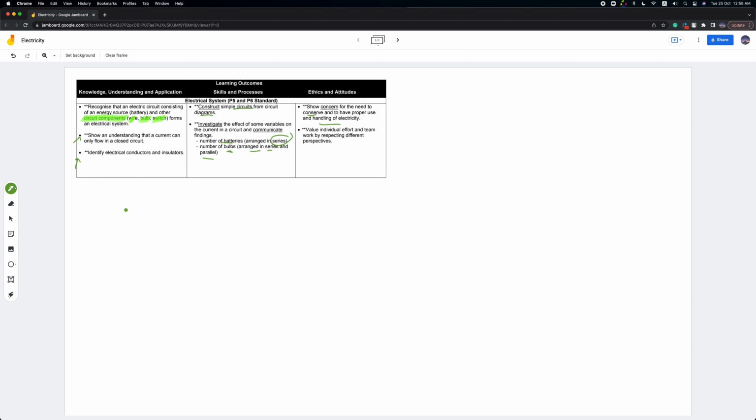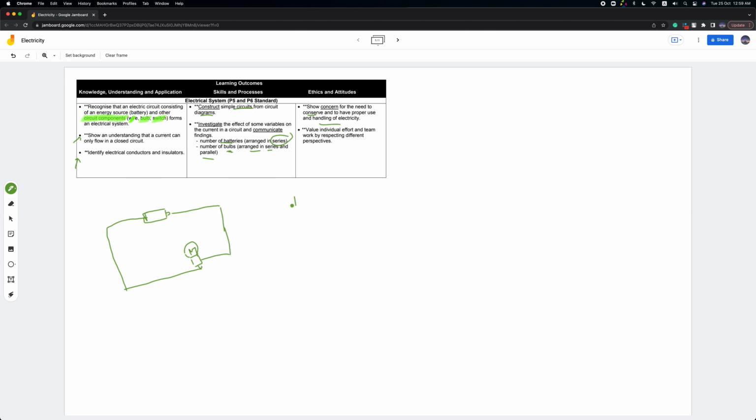Now, sometimes they can be represented in drawings. So this is my bulb here, and that's my battery. Sometimes they can draw a switch, but you don't need a switch. Remember that you don't need a switch. So this is what we call a sample of a circuit diagram.